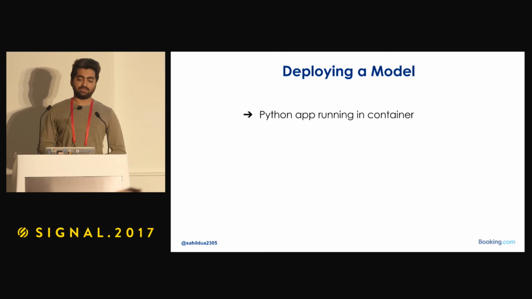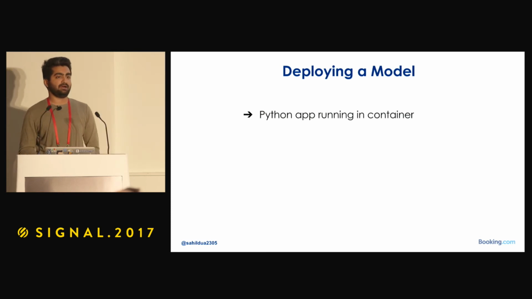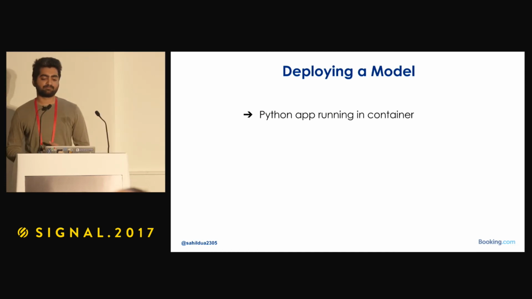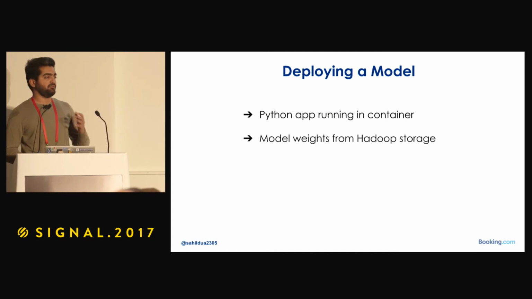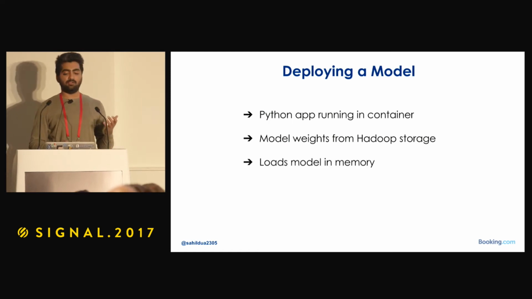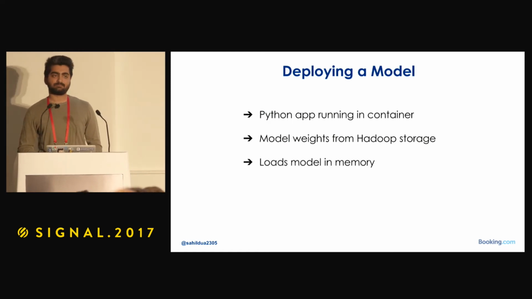We have a Python app which runs in a container again, because we want to make sure that all of our different models are running in different specific environments, for the same reasons as having different versions of the dependencies. Then it takes the model weights from the Hadoop storage, which we stored in the previous step, and loads the model in memory.